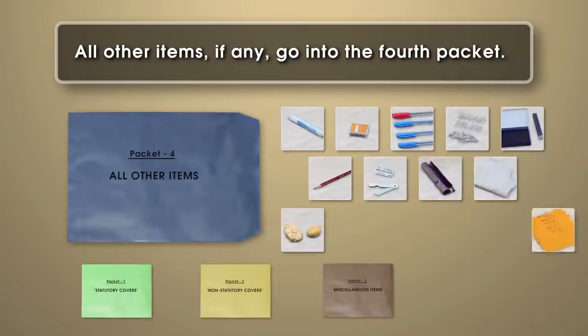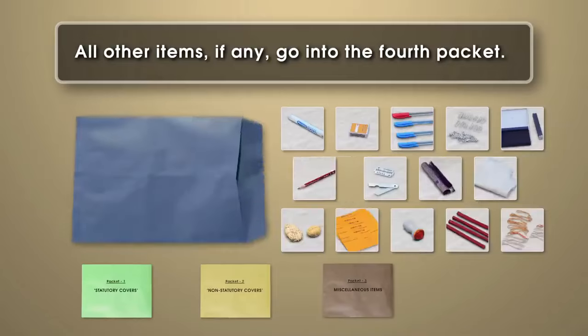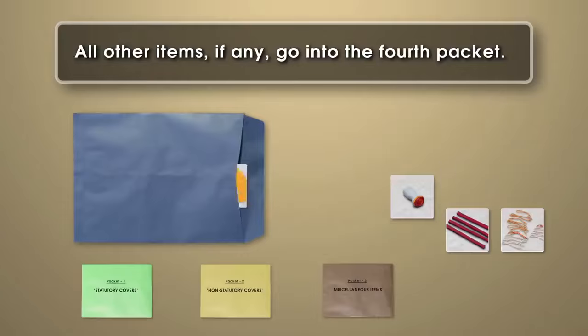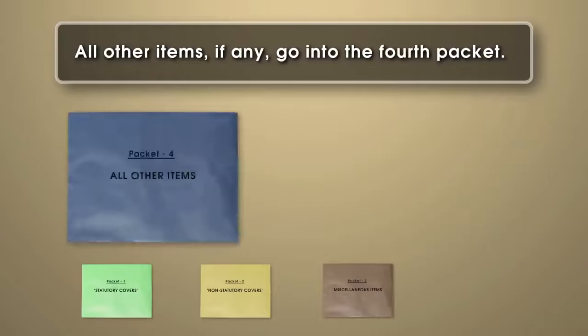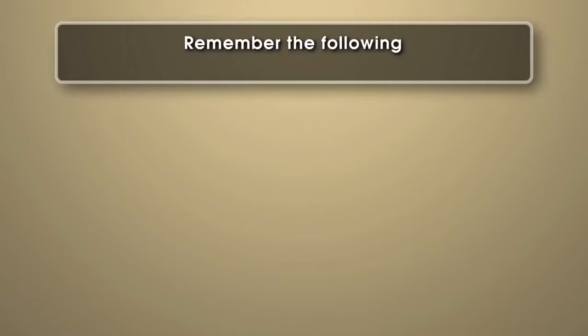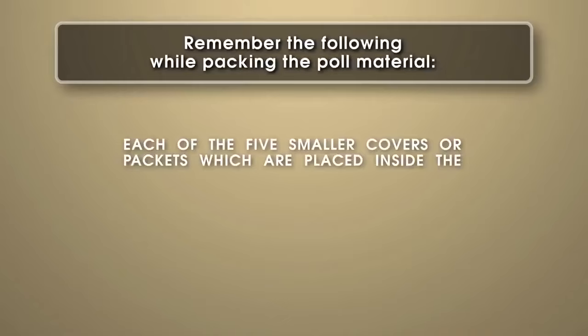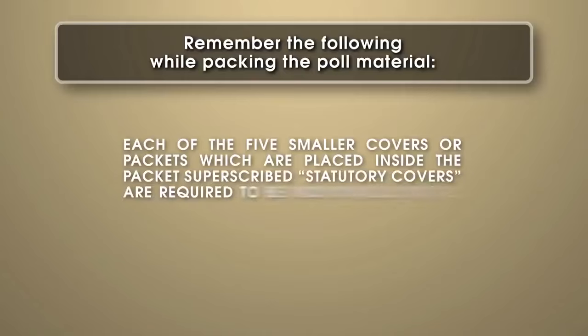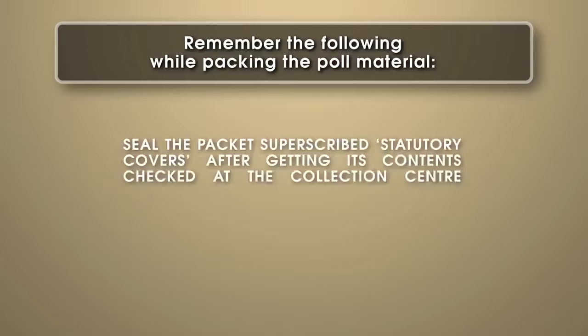Any other papers that the returning officer has directed to be kept in a sealed packet also need to be sealed. Remember the following while packing the poll material. Each of the 5 smaller covers or packets which are placed inside the packet superscribed statutory covers are required to be individually sealed. Seal the packet superscribed statutory covers after getting its contents checked at the collection center.